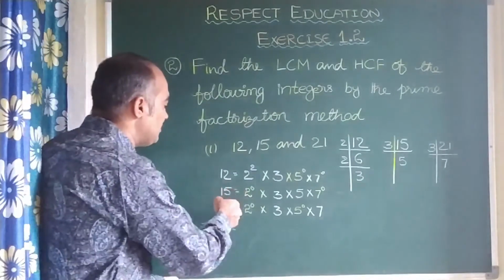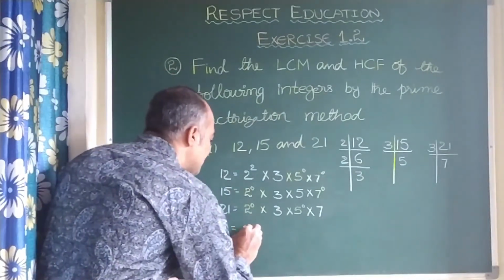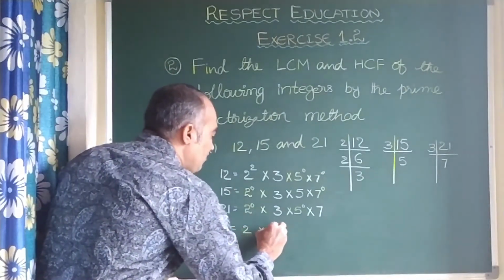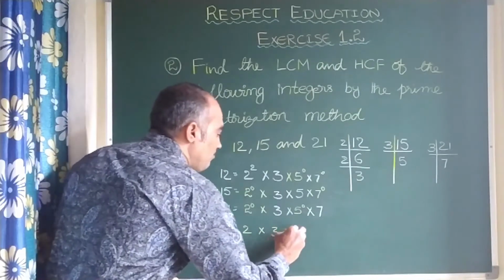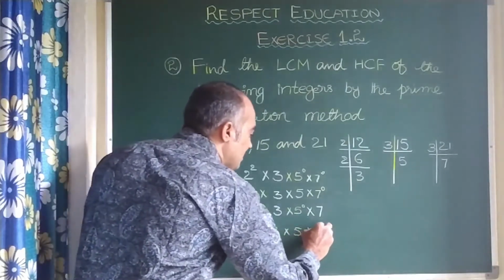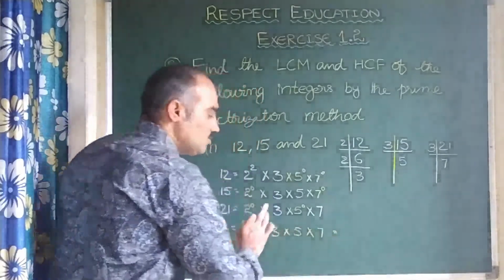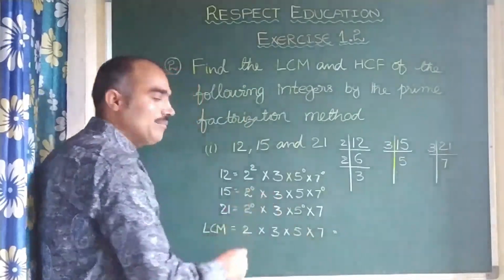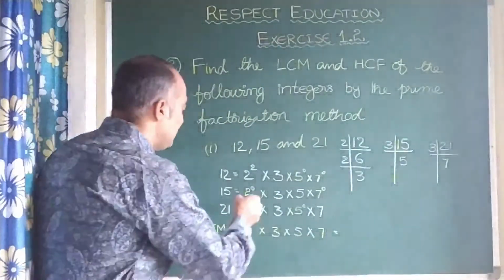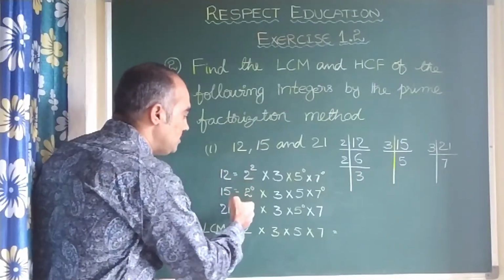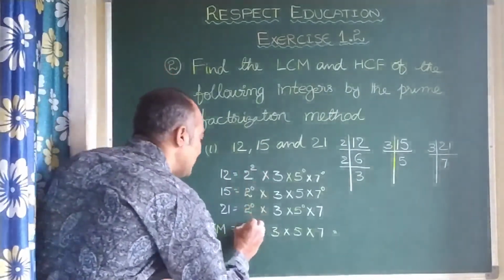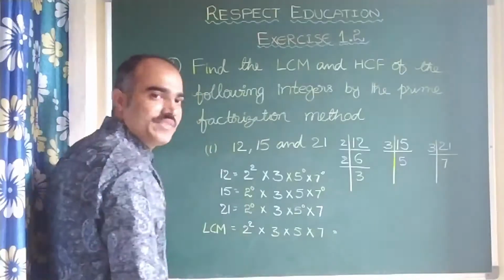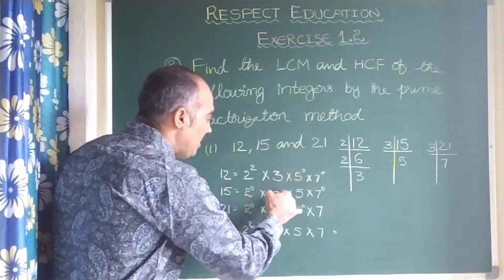Clear? So here you see, for 2, what is the highest power? That you will write. For 3, highest power. For 5, highest power. For 7, highest power. See, so far I did not write highest powers. Now I am writing, children. See here, 2 power 2, 0, 0. Highest power is 2. So I am writing it is 2 square. 3 power 1, 1, 1.